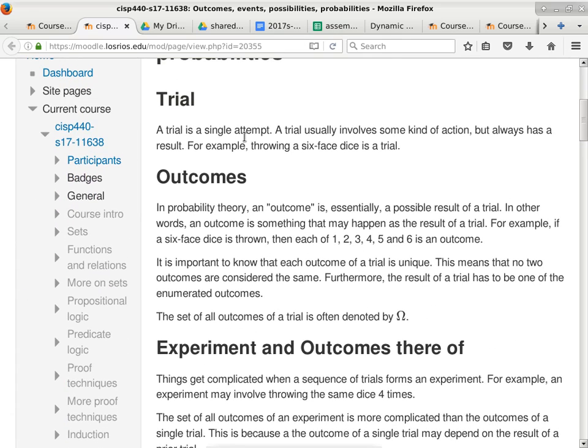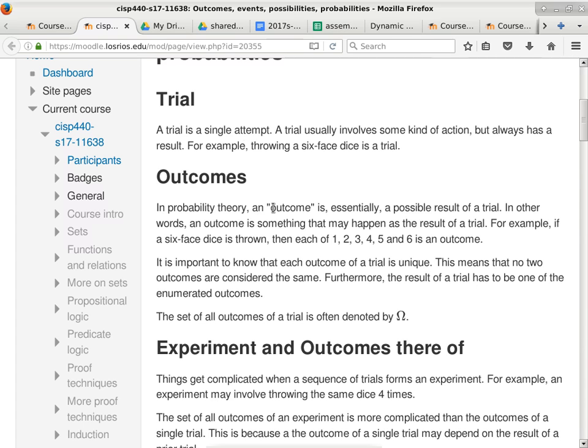A trial is a single attempt. A trial usually involves some kind of action, but always has a result. You throw a dice, that's a trial. You flip a coin, that's a trial. You draw a single ball out of the lotto cage, that is a trial. So it's one single action that can possibly have multiple outcomes, but it's one single action. That's the key. Is that okay? All right.